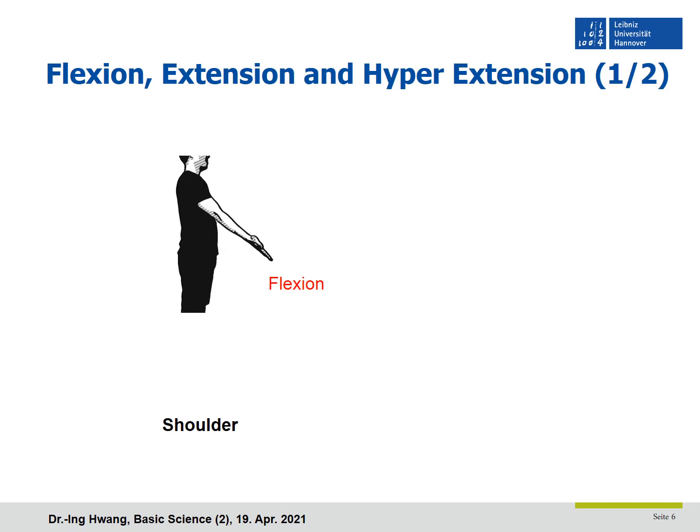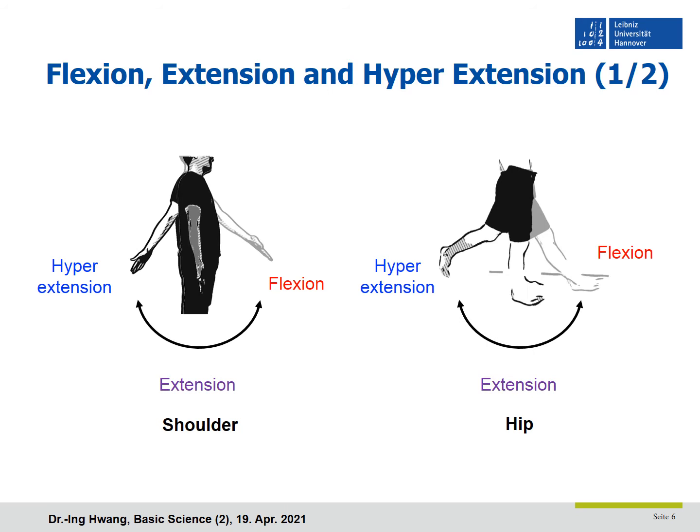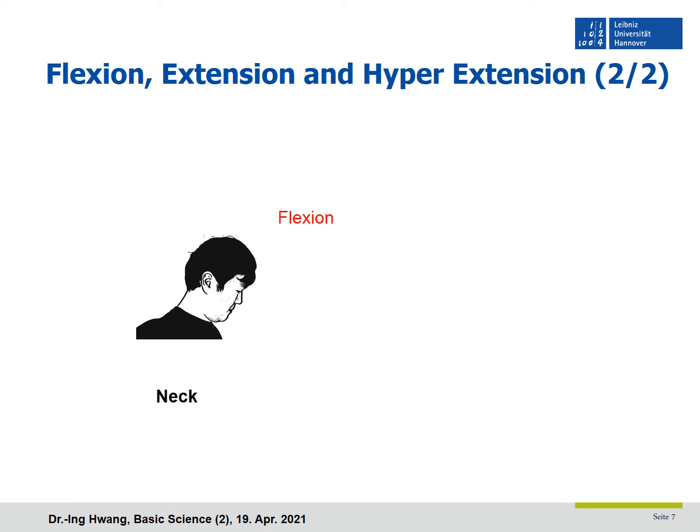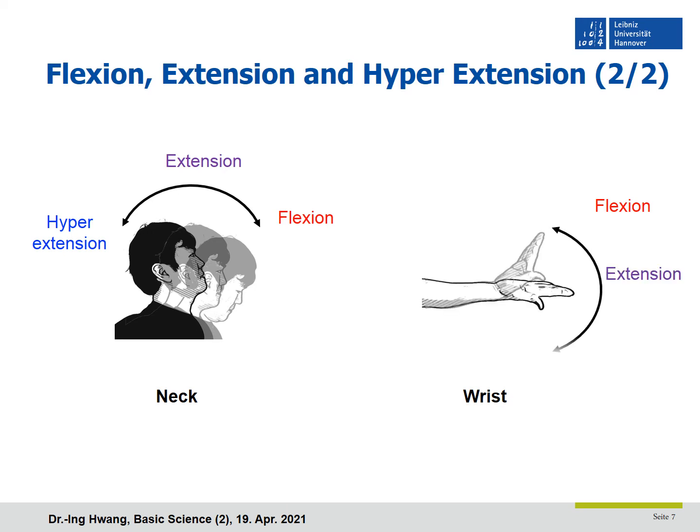We can also define flexion and extension with the shoulder. But the shoulder has a larger range of motion than the elbow and knee. So the hyperextension is defined. It is the same for the hip. There is flexion, extension, and hyperextension. How about the neck? This is flexion, extension, and hyperextension. For the wrist on the right, flexion, extension, hyperextension. When the body is standing up in the standard position, flexion, extension, and hyperextension are observed in the sagittal plane.